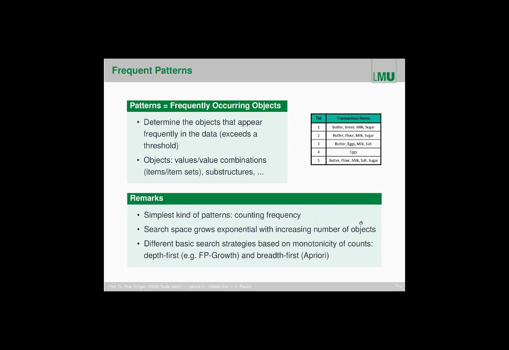You just count frequencies. It's more or less a counting problem, but the search space is extremely huge, so it grows exponentially with the number of items, for example. So there are different algorithmic search strategies, typically based on monotonicity properties of these count values. So you count, and the counts are monotonic. And there are different ways to search for value combinations that have a count higher than a given threshold. So depth first, breadth first algorithms, we had that in KDD1.